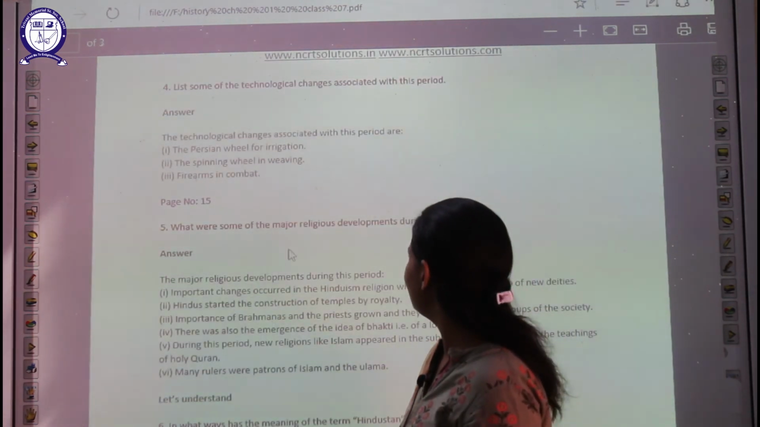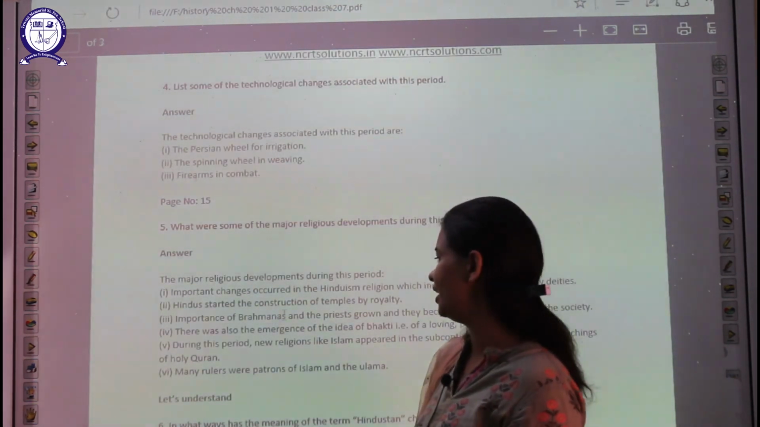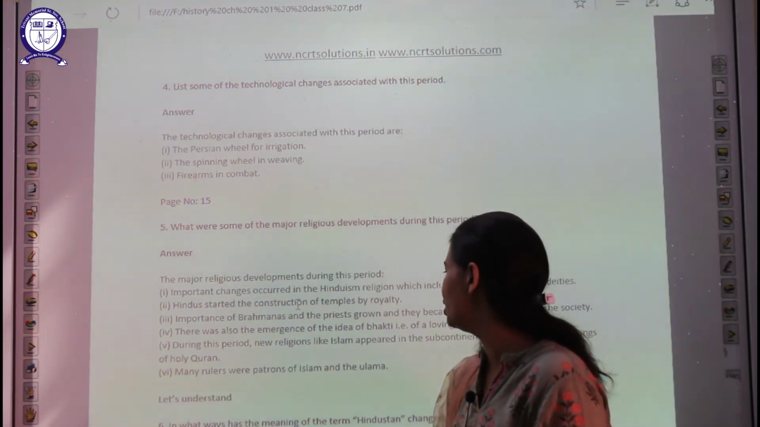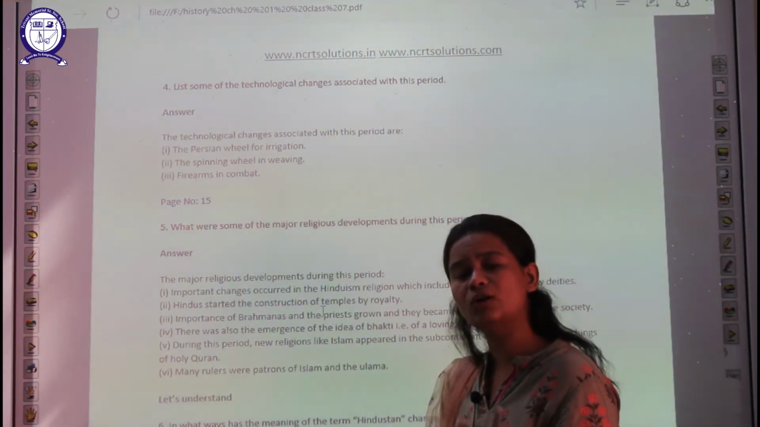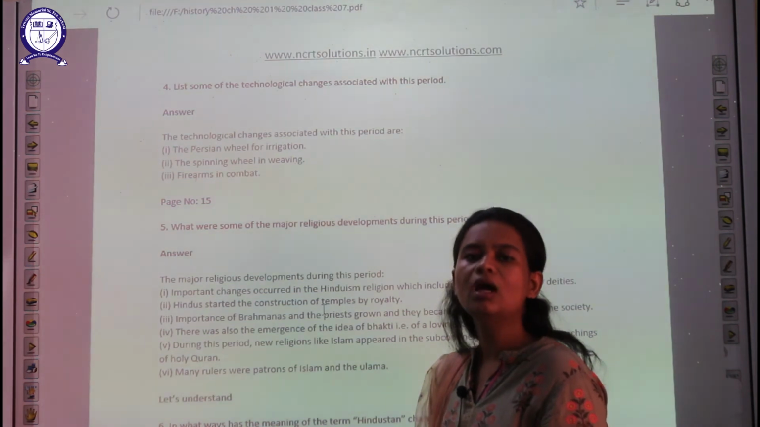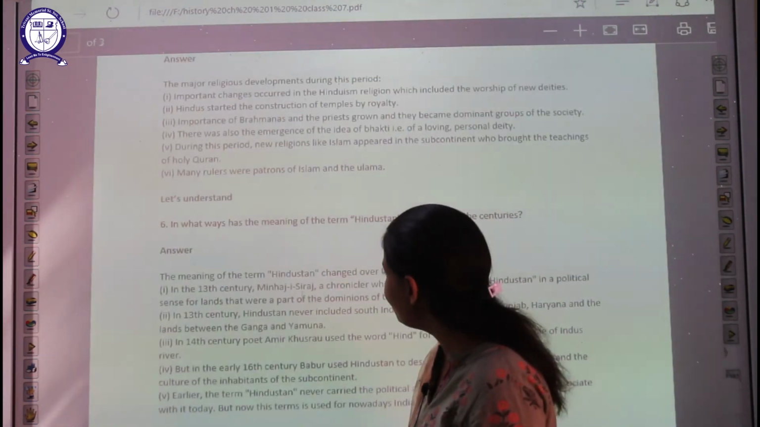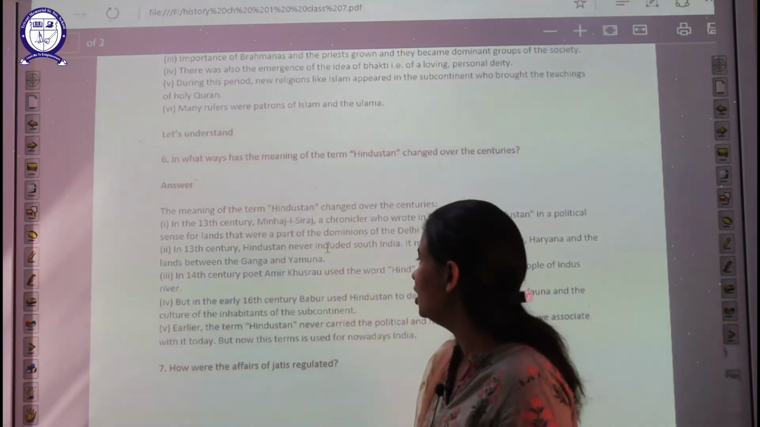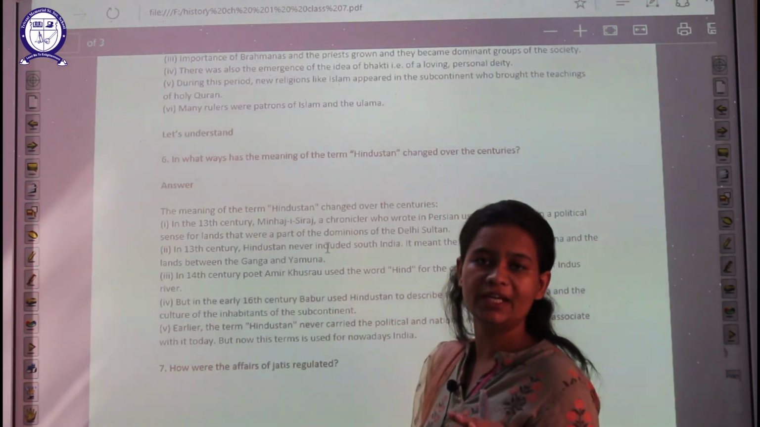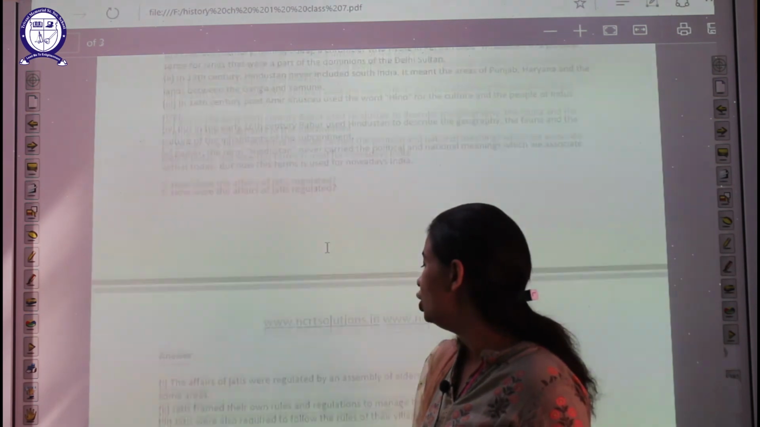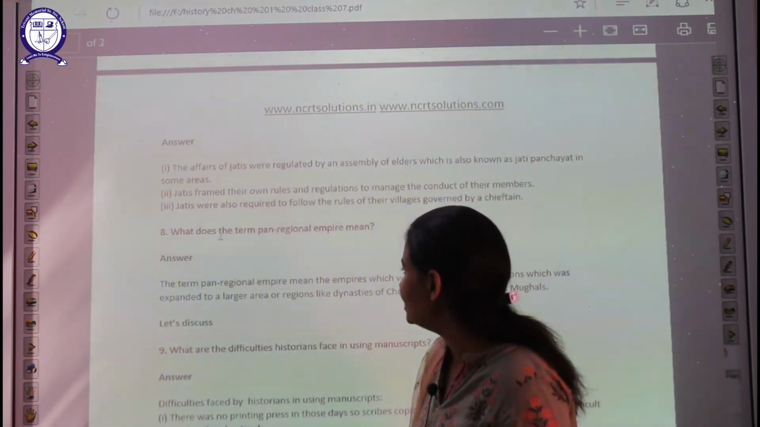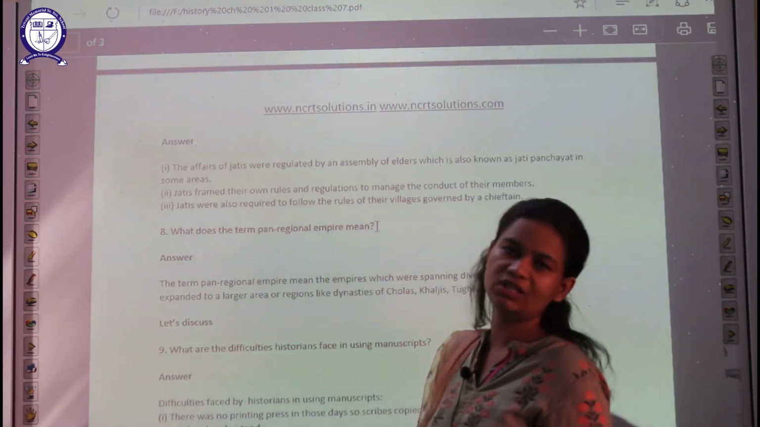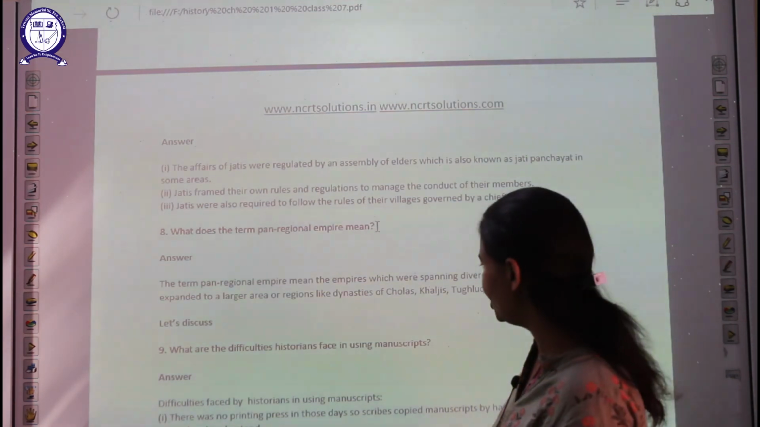What were some of the major religious developments during this period? I told you, people started constructing new temples, they started involving themselves in new bhakti ideas and all. In what ways has the meaning of the term Hindustan changed over the centuries? Students, I clearly explained this concept in detail, so you can write it on your own. Then, what does the term pan-regional empire mean? This is an important question.